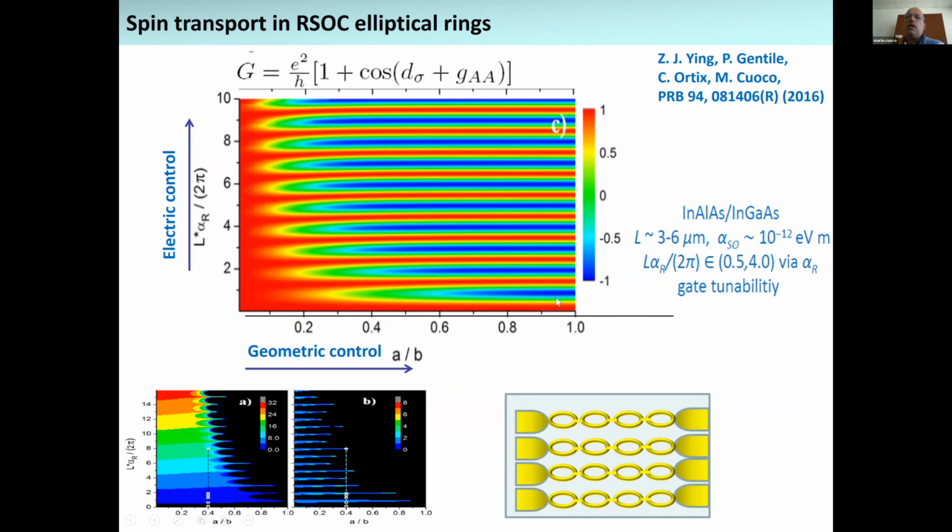And you can see here that again, you can have this electric control and the geometric control by squeezing your ring. And in principle, you can geometrically tune the conductance by moving from having basically no conductance to large conductance, for example, from blue to green. Or you can have this region where basically there is no change at all induced by the curvature.